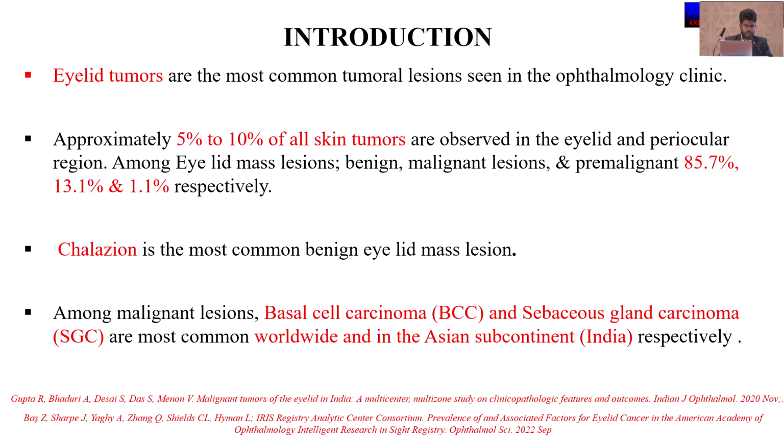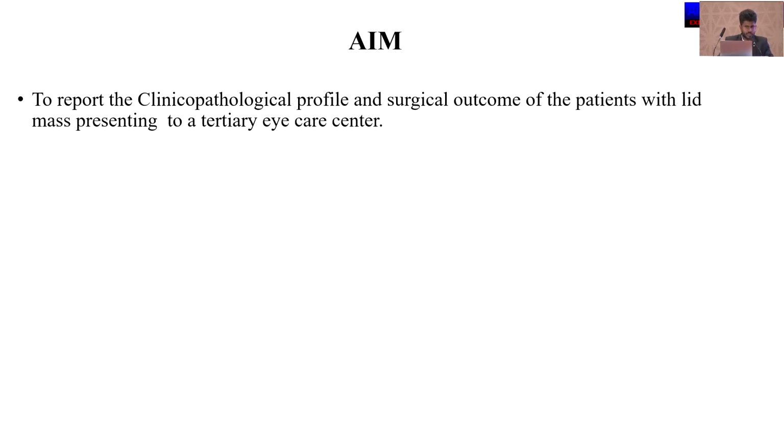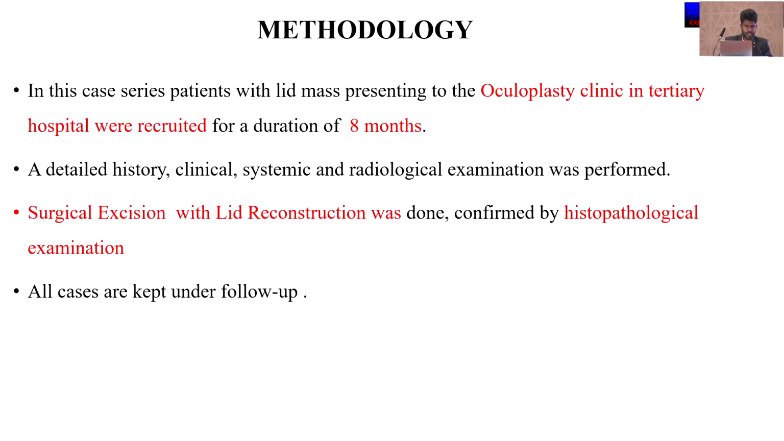Introduction: eyelid tumors are the most common tumor lesions seen in the ophthalmology clinic. Chalazion is the most common benign eyelid mass lesion. Among malignant lesions, basal cell carcinoma and sebaceous gland carcinoma are the most common worldwide and in the Asian subcontinent, respectively. The aim of this series is to report the clinicopathological profile and the surgical outcome of patients with lid mass presenting to the tertiary eye care center.